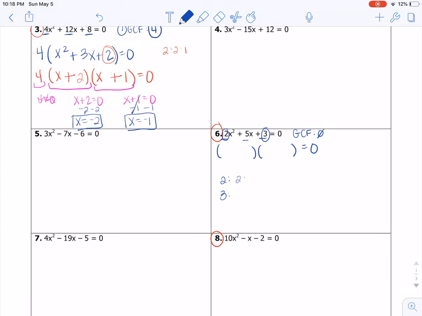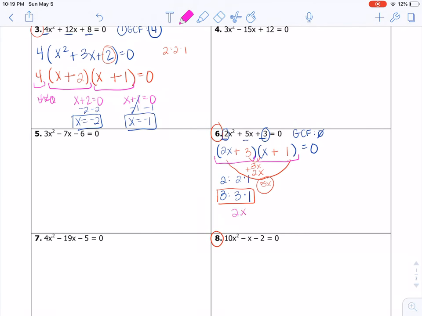Our factors of 2 are 2 times 1, and our factors of 3 are 3 times 1. So I know I'm going to have a 2x here and an x here. Now if I'm looking at my factors of 3, I can put my 3 here and my 1 here, which is going to give me 3x and 2x. Well, 3 plus 2 gives me 5x. That is what we want, and so I know that all of these will be positive.